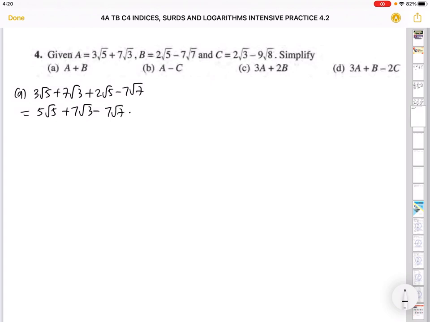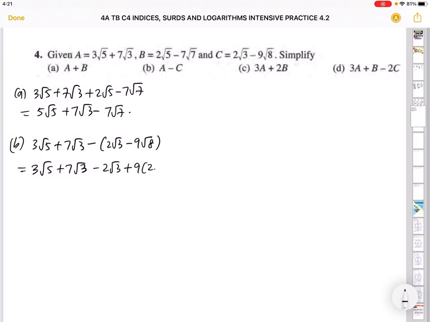So part B, I'll write over here. A minus C will be 3 root 5 plus 7 root 3 minus your C, which is 2 root 3 minus 9 root 8. So maybe I multiply the negative inside first. This will be negative 2 root 3 plus 9 root 8. Root 8 is 2 root 2. So if you put it together, this is 3 root 5, 7 minus 2, this will be 5 root 3. 9 times 2 is 18, 18 root 2.